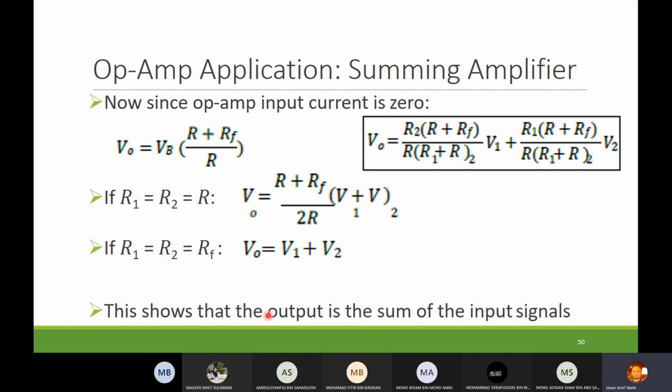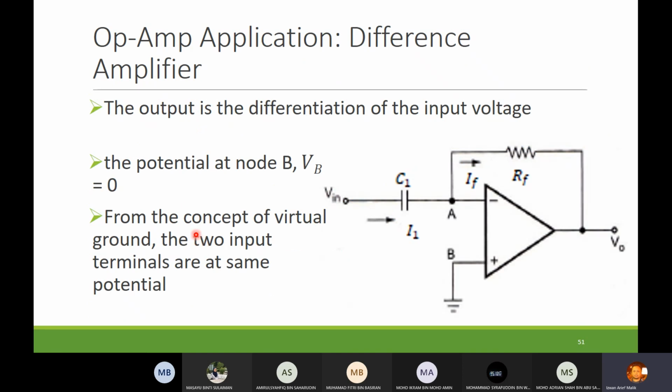Okay, so this shows that the output is the sum of the input signal. So kita boleh dapat nilai dia untuk output dia sama dengan jumlah input signal dia, V1 dengan V2 berapa. Okay, so that I think ni adalah rumus-rumus yang berkaitan yang you perlu tahu yang you akan guna nanti untuk you punya lab. Yang mana saya ada sentuh dalam nota ni. Okay. So number 2, the application of difference amplifier.